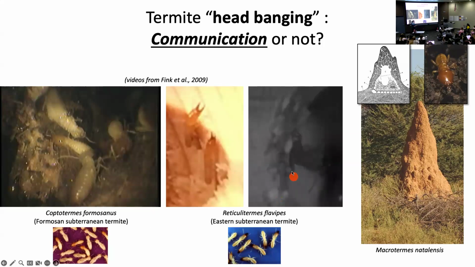And so you can see the head here going up and then coming down, whap, and doing that over and over again. So with this head banging, the soldiers will go and do that against the substrate. And when one soldier starts to do it, a bunch of other soldiers start to do it, and the workers go elsewhere. The workers go where it's safer, and there's only these soldiers around with their little bit of defenses, and they all do this head banging.